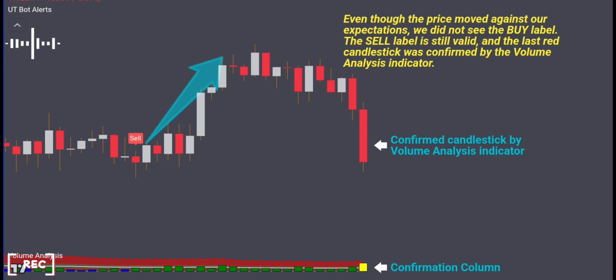As you can see, the price moved upwards after the sell label. However, we didn't see a buy label. If we had seen a buy label, our entire expectation would have been in vain. A few bars later, we observe a strong bearish candlestick confirmed by the volume analysis indicator.